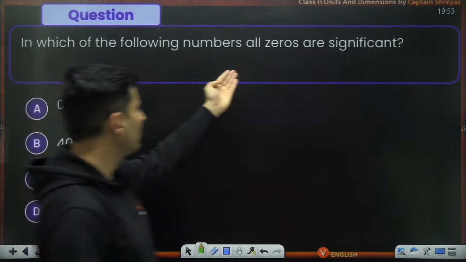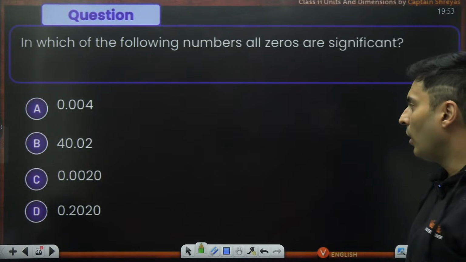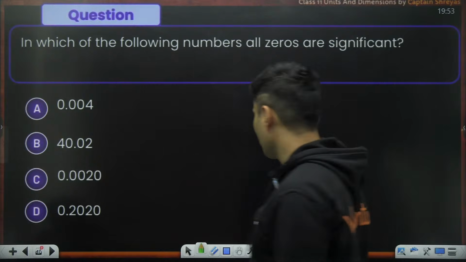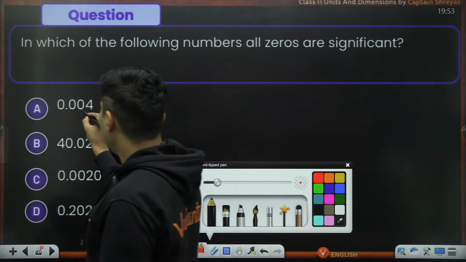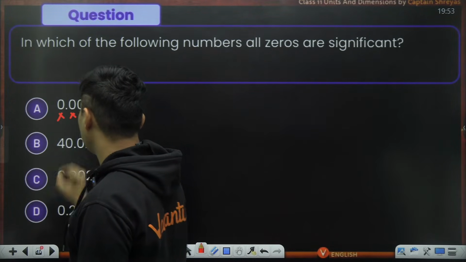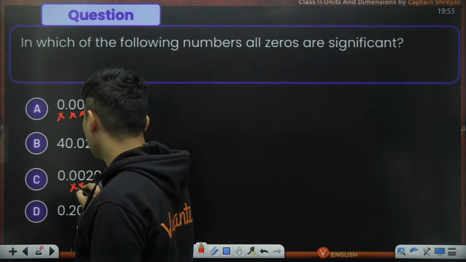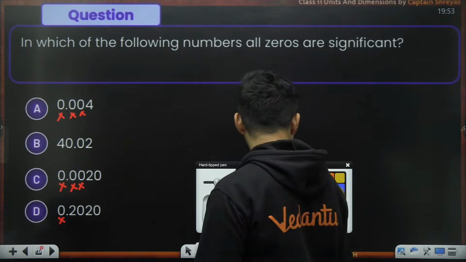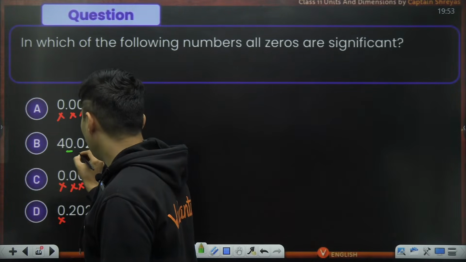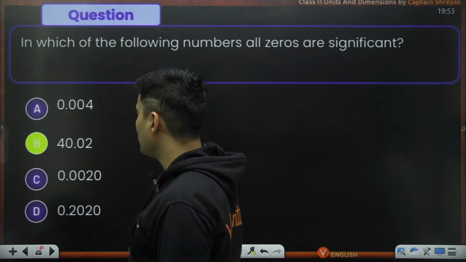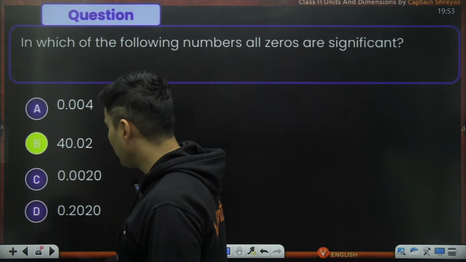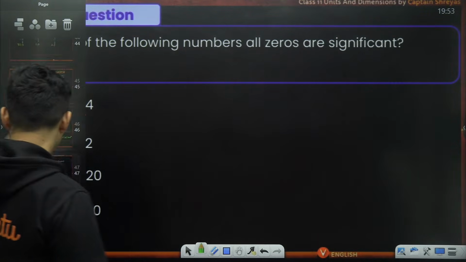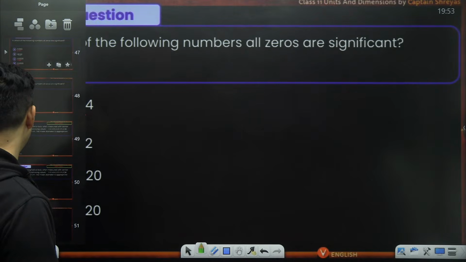In which of the following numbers all zeros are significant? All the zeros have to be significant. In which of these following numbers? As you can see, any zero before the first non-zero is never significant. This is not significant. This is not significant. But only in this case, these zeros become significant. So I think it should be option B. Yeah, B option. Very good. Crystal clear. Awesome. Very good, my dear students. Let's go to the next question coming up on your screen.